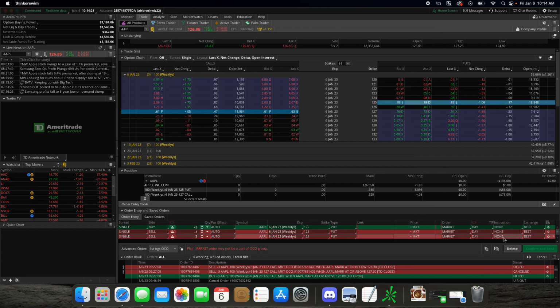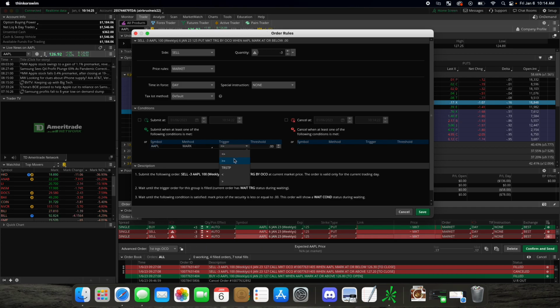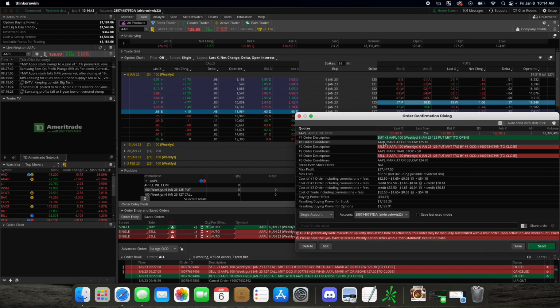Hit save. And then finally, our take profit is going to be at or below 124.7, right? Because 40 cents is our take profit. So we hit save and we confirm and send. We can see, okay, this is our mark. Our trail stop, you can see here, got changed to a plus symbol.